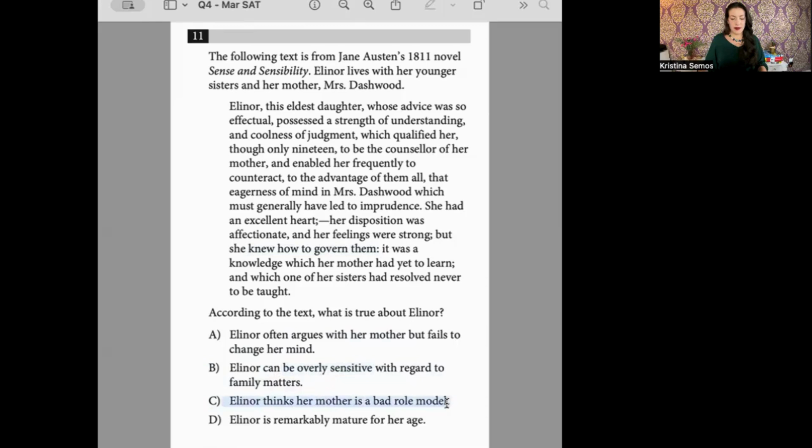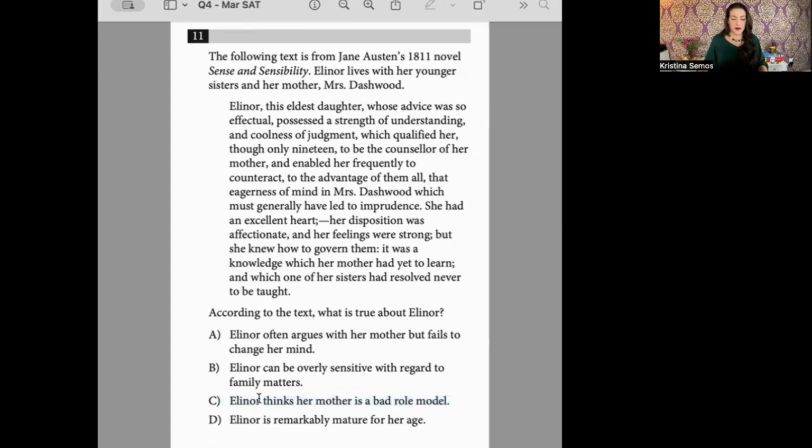"Eleanor thinks her mother is a bad role model." Okay, I feel like many of you might be tempted to pick this one. It's clear she's more on top of it and more rational than her mother. And maybe in certain scenarios, you might make a leap in judgment that, if I were in that situation, I would consider my mom to be a bad role model. But we have to look at what's actually said in the text. Does she say anywhere that she actually thinks her mom is a bad role model? I don't see that anywhere. It's too much of a leap.